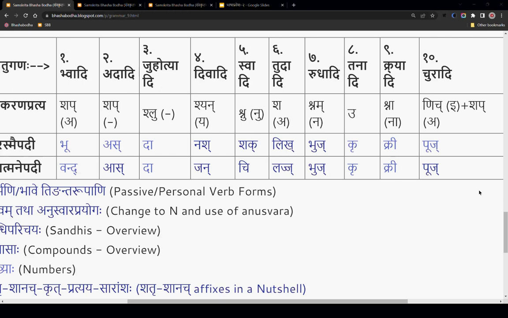I have one second. I have a question here. When you say my table, which table are you referring to? This table, or do I have another table? There is no Drishya in this table. How do you know which gana a particular verb is?